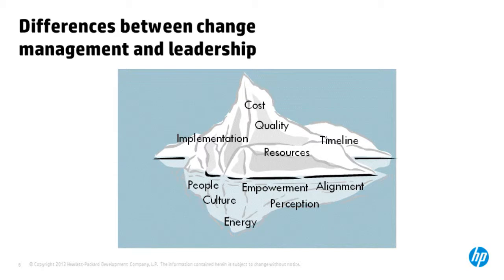On the slide, you will see a change iceberg. It shows how the visible management responsibilities depend on leadership responsibilities that are often invisible. Management and leadership are complementary and necessary activities and responsibilities. They can both be performed by the same person or by different people or a team.